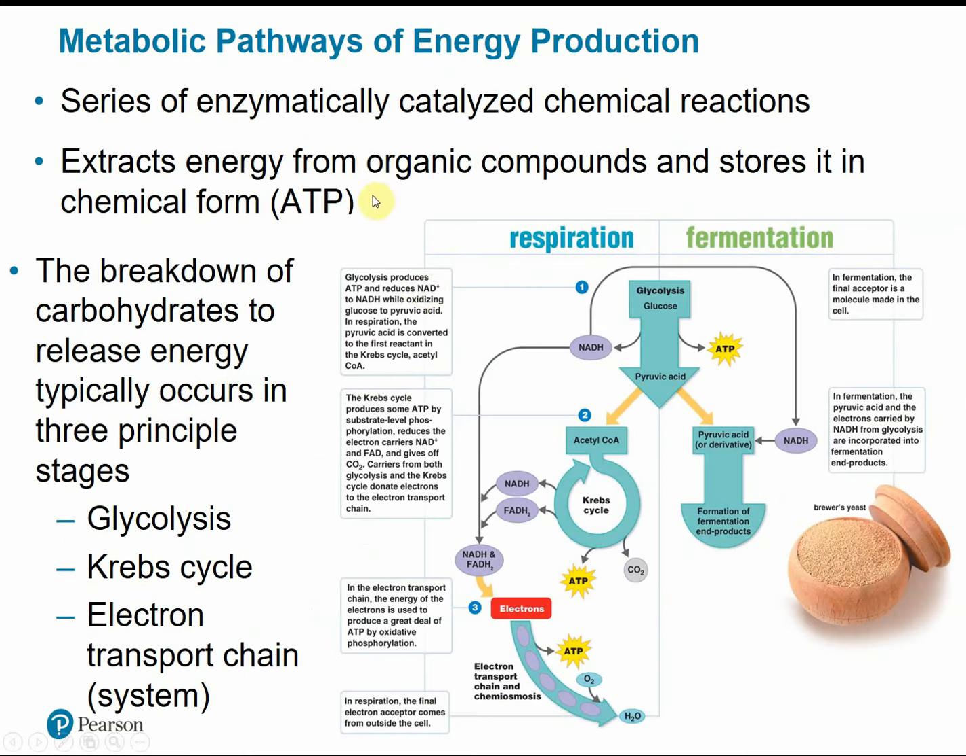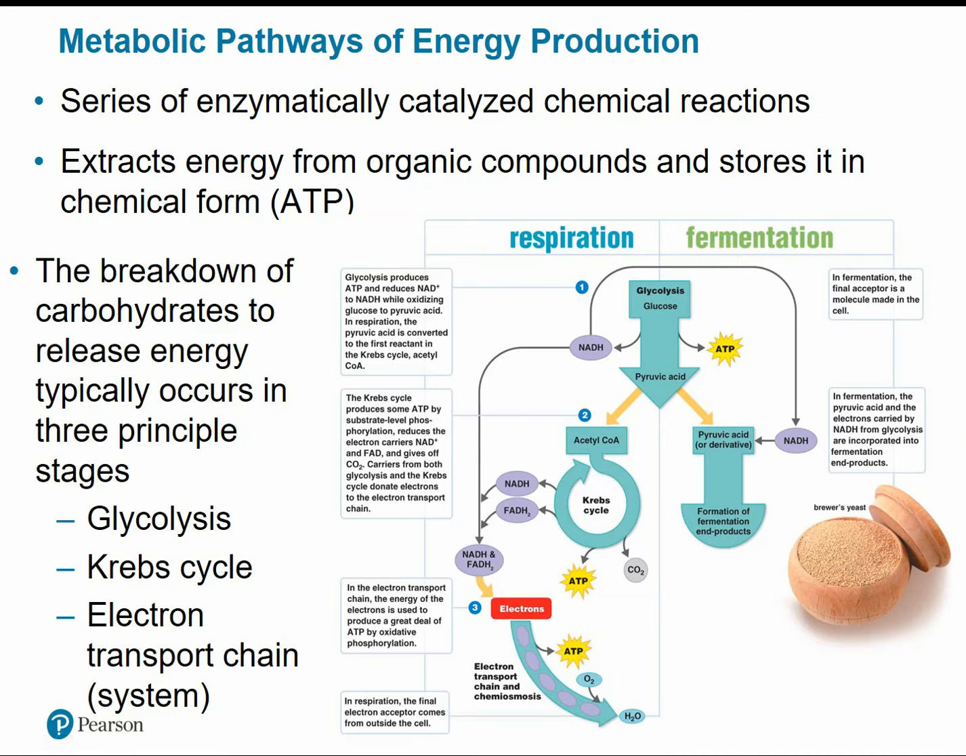There are two main metabolic pathways for energy production that we'll look at, but both are a series of enzymatically catalyzed chemical reactions. They're going to extract energy from organic compounds, so things like sugar, and store it in chemical energy of ATP. So in this chapter, we'll look at cellular respiration and fermentation.